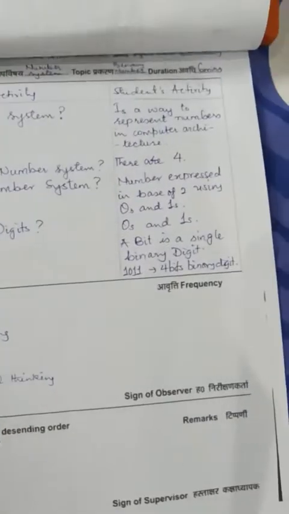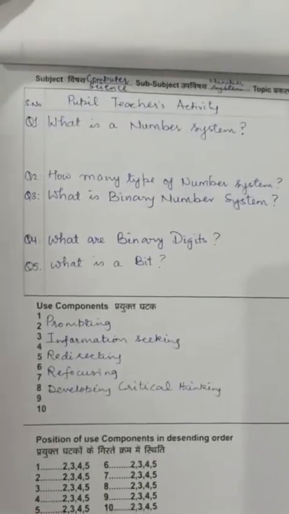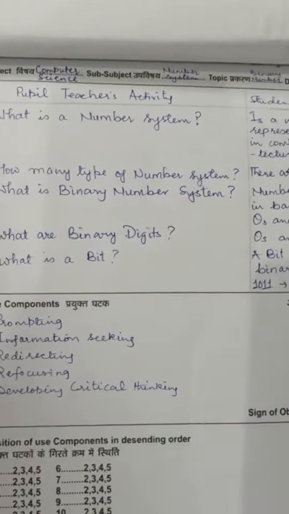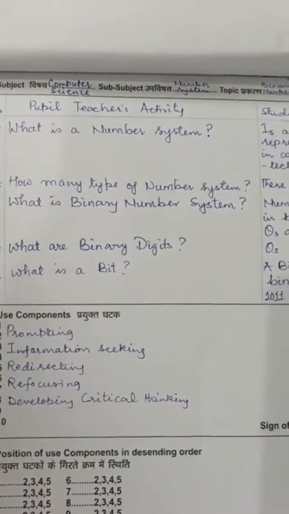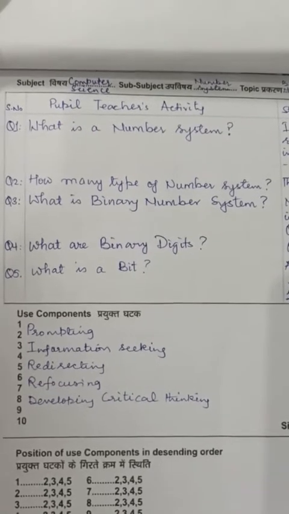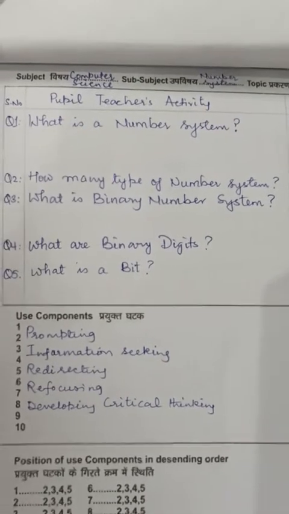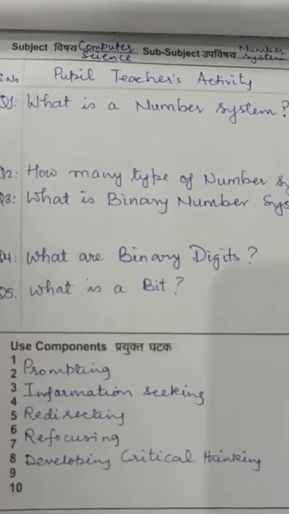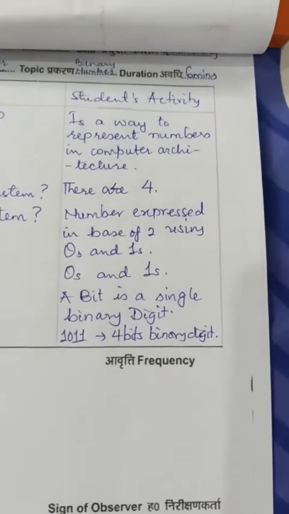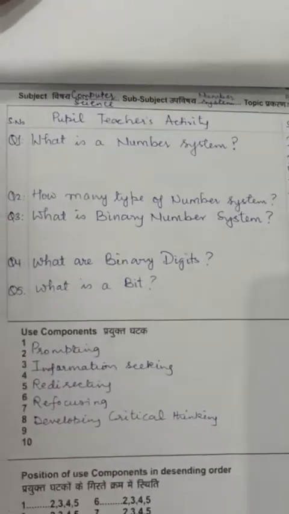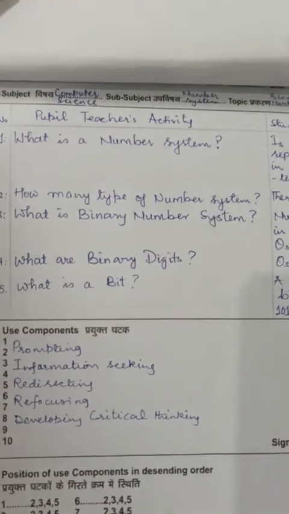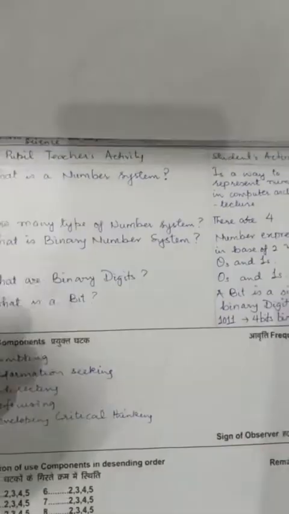Next we have the questioning skill, that is the fourth one. What we do here is like an assessment or evaluation of the students to have an idea whether they have understood the topic, the subtopics, and the terminologies we have used. For example, what is a bit? A bit represents each binary digit. So we have these questions here and the responses from the students, and the components that have been used here: prompting, information seeking, that is asking the students, evaluating them.